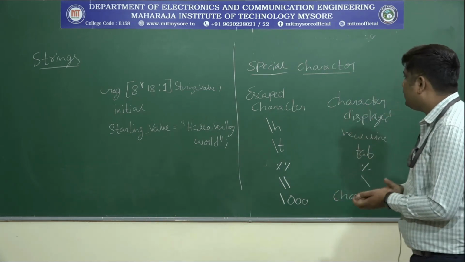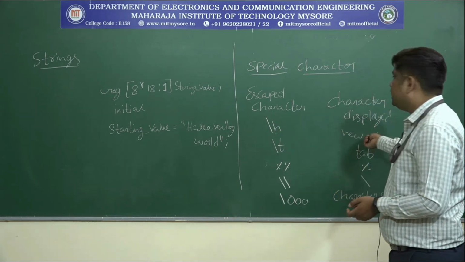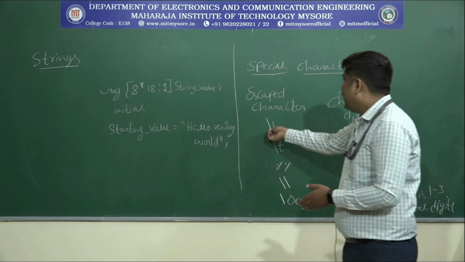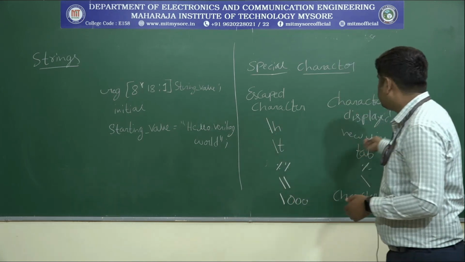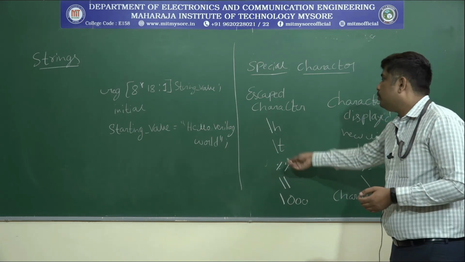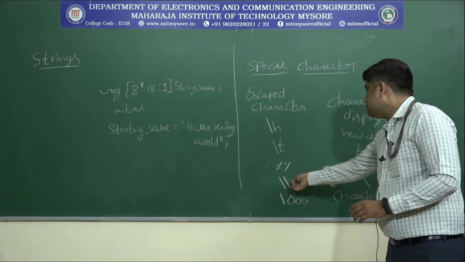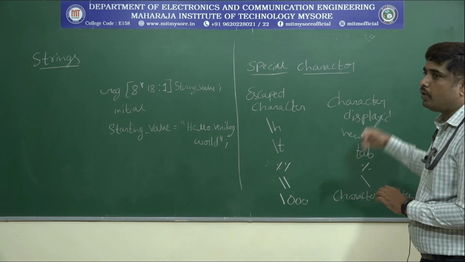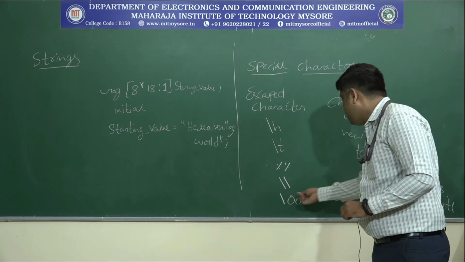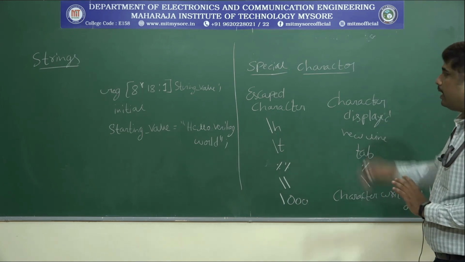These are some special characters used to display strings. The first special character is \n, which indicates a new line. We can't simply write "new line"; you put \n, then it becomes a new line. Again, you use \t, then it becomes a tab. If you put a percentage sign twice, it is simply a percentage. Also a double slash is equal to a single slash with respect to strings. Then \000, which indicates a character written in 1 to 3 octal digits.